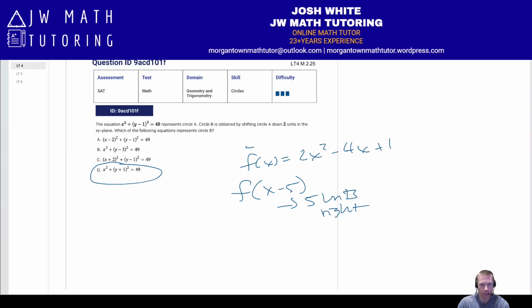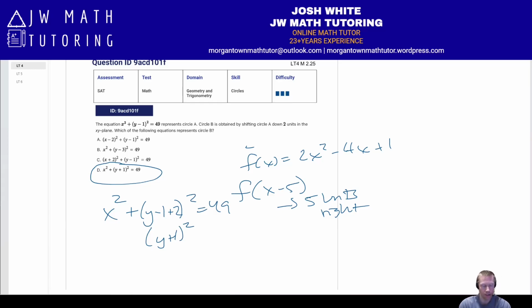However, that's not the case for circles because the y is also in parentheses. So that means when you want to shift down 2 units, you're not going to put a minus 2 in here. You're technically going to put a plus 2 because the fact that it's in parentheses means it's the opposite. So when you do that, it makes this parentheses into y plus 1, and that's why it's letter D. Okay, so that's the theory behind it.